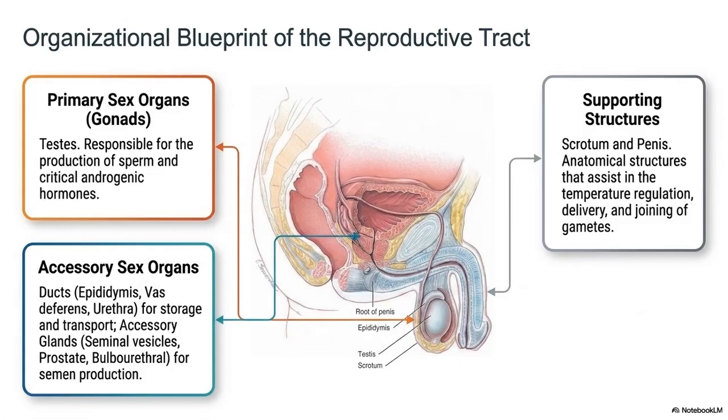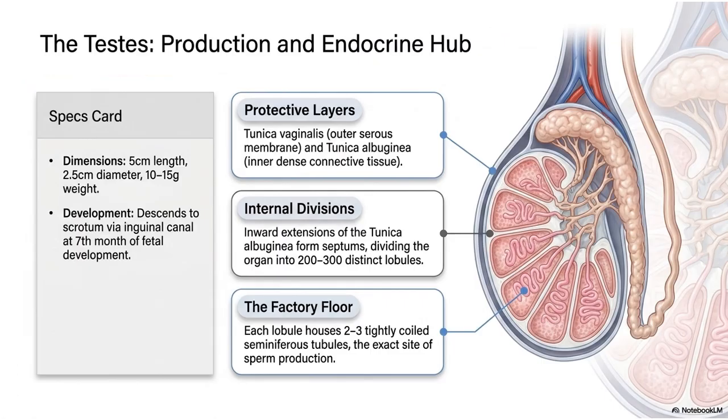Then we have the accessory sex glands, that is the seminal vesicles, prostate gland and the bulbourethral gland, which are responsible for semen production that helps in the nourishment of sperms and also acts as a medium for the transport of sperm. Then we have the supporting structures, that is the scrotum and penis, which are anatomical structures that assist in the temperature regulation, delivery and joining of gametes.